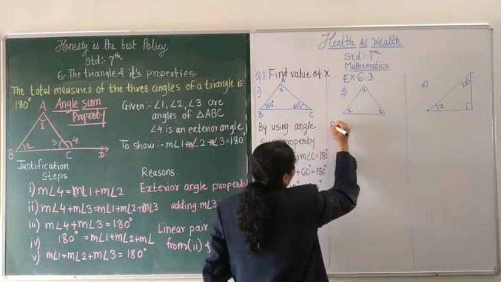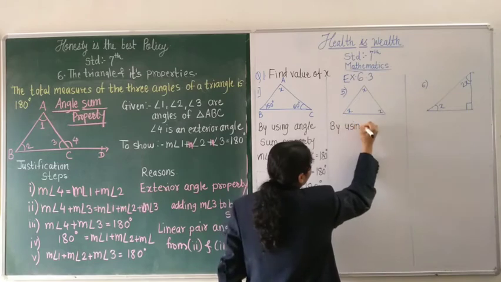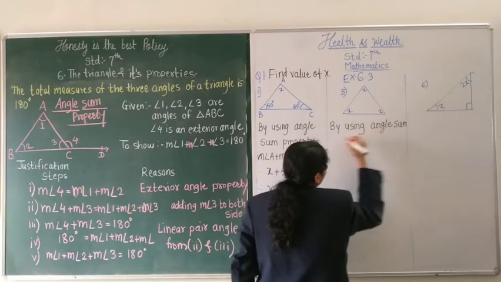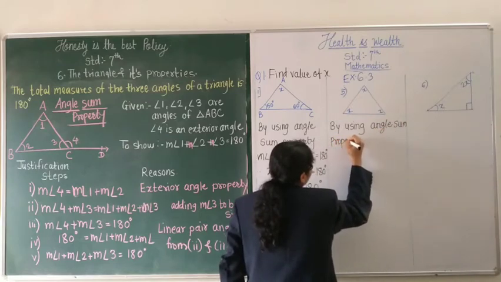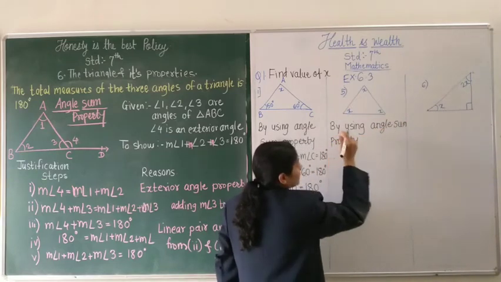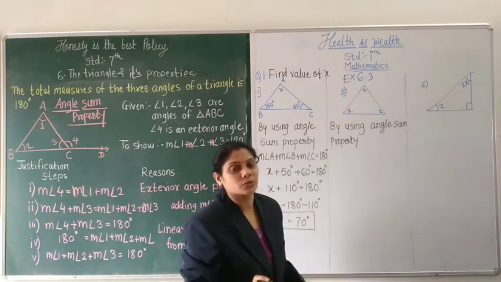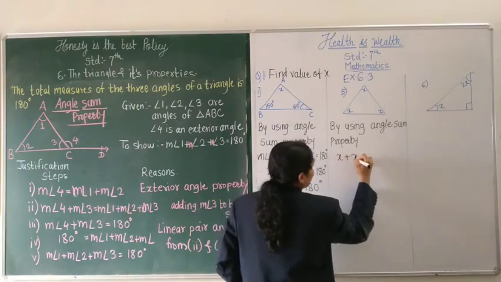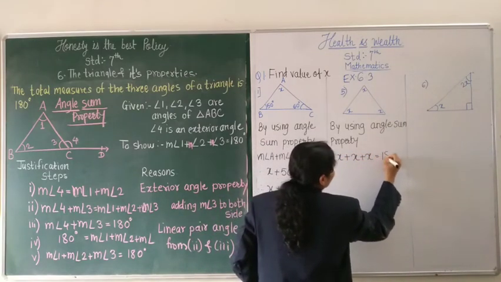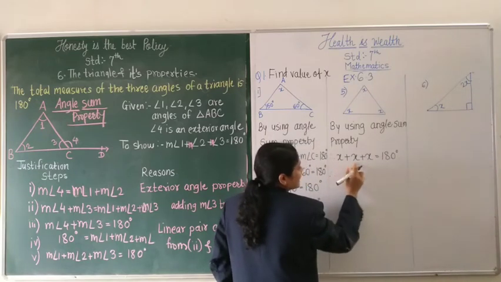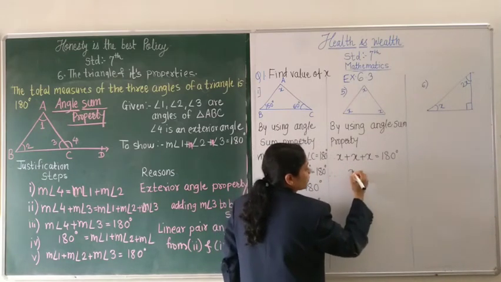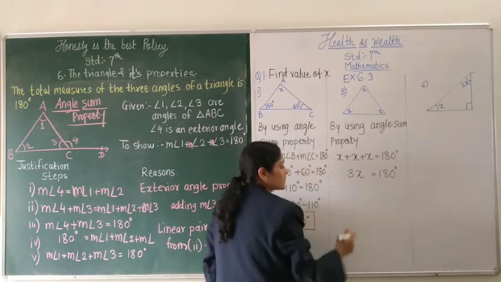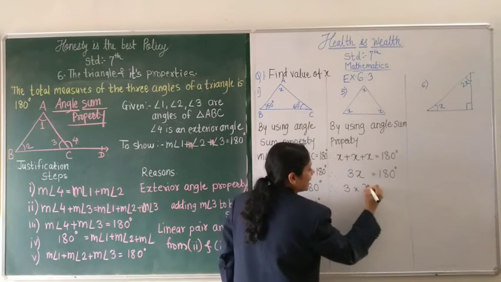So here we will write by using angle sum property. Names are not given, so we are not going to write names. So directly we will write x plus x plus x is equal to 180 degrees. So x plus x plus x, 3 times x are there. So we will write 3x is equal to 180 degrees. So 3x means what? 3 multiplied by x.